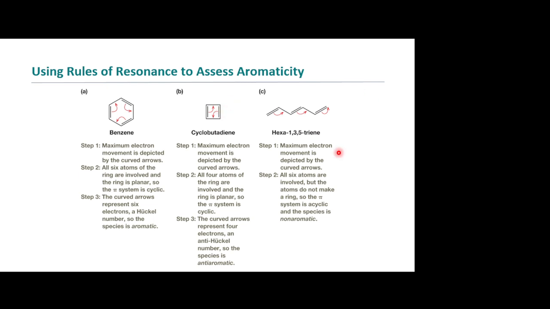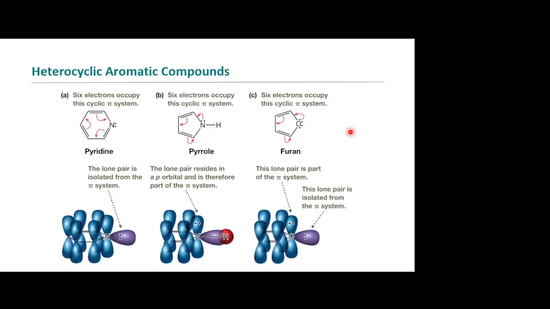Okay. We go over here, and we do maximum electron movement again, representing those arrows. And we see that all 6 atoms are involved, so we are planar, right? But it doesn't come back around, so it's not a ring, is it? Okay? And so this doesn't have any aromaticity. It's non-aromatic. We just stop there. We don't have to worry about Huckel numbers because there isn't any form of aromaticity, right? Yay, we have one less step. Never a bad thing, right?